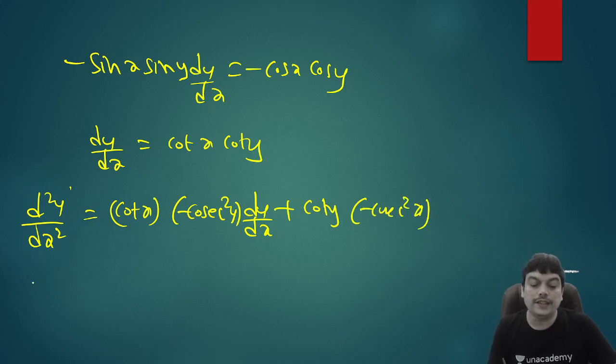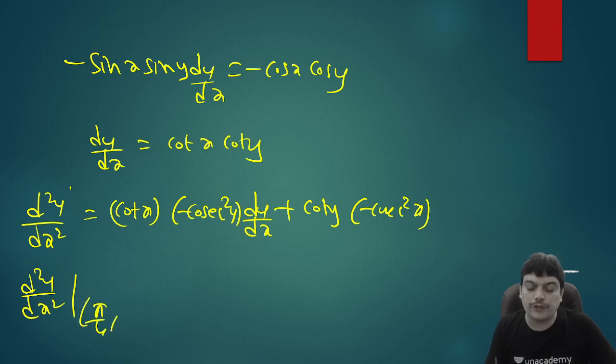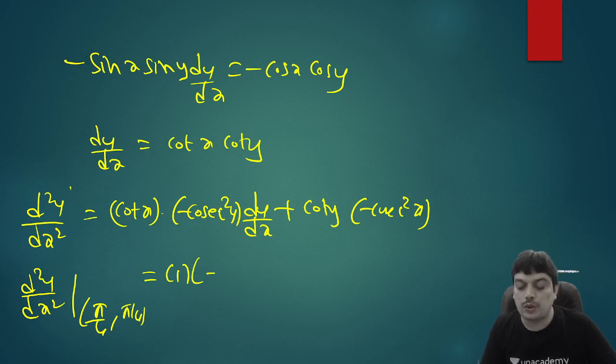So after doing this, you have to substitute the limits. So when they ask you the second derivative at some point, you'll have to find the derivative, then substitute. Don't substitute before differentiating. If you substitute before differentiating, you'll always get 0. So that's not correct. After finding the derivative only, the value that is given has to be substituted. So if you put pi by 4, cot pi by 4 is 1. And cosecant square pi by 4 is root 2 whole square, 2. Into you'll have dy by dx at pi by 4.